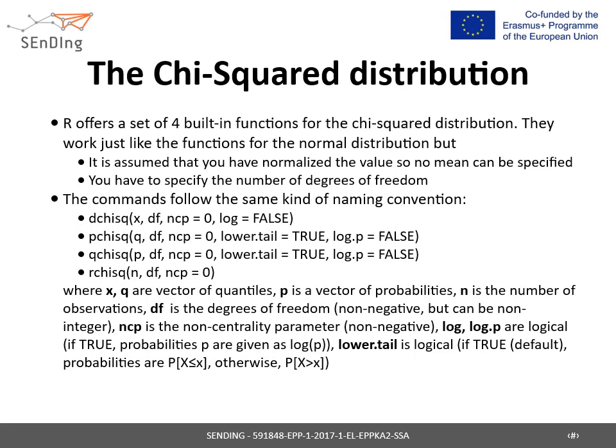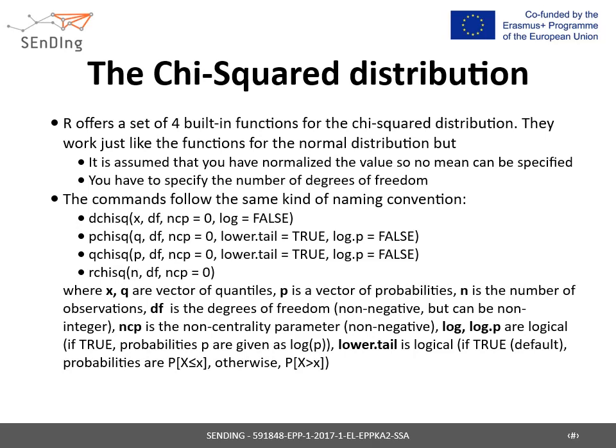Arguments: x, q are vectors of quantiles, p is a vector of probabilities. n is the number of observations. df is the degrees of freedom, non-negative, but can be non-integer. ncp is the non-centrality parameter, non-negative.